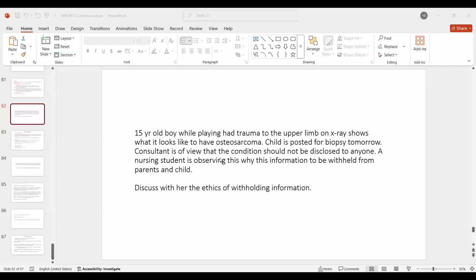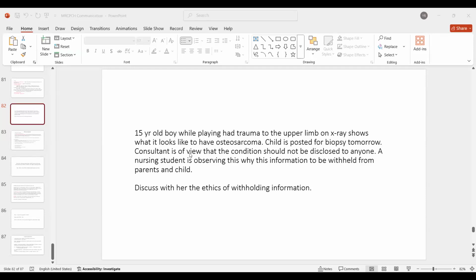So the initial paragraph is your background knowledge. Here it says there was a 15-year-old boy who was playing, had trauma, and the X-ray showed osteosarcoma. He's posted for biopsy tomorrow. That is none of our business, this is just the background information. The consultant is of the view that the condition should not be disclosed to anyone. That is his opinion. And a nursing student is observing all this, and she is confused why this information is being withheld.